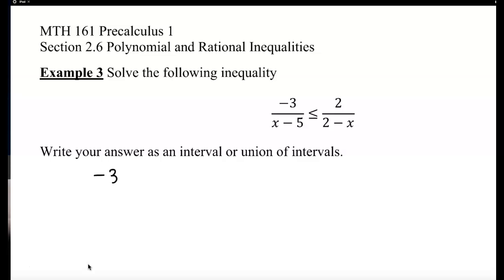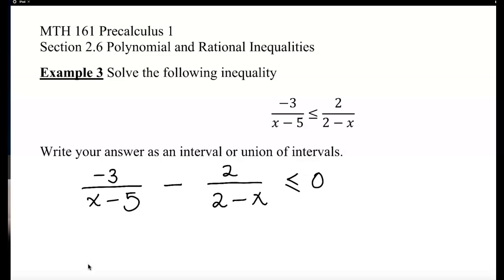So it was negative 3 over x minus 5. That was the original fraction. That was the only one on the left, right? But if I subtract 2 over 2 minus x, that's a new guy from the right side of the inequality, then now I will have less than or equal to 0.